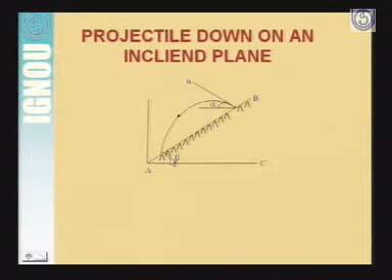Here you see that beta is the angle between the inclined plane and the horizontal direction, and alpha is the angle between the horizontal direction and the direction of the initial velocity. For the projectile down an inclined plane, with little thought we can get the expressions only by substituting beta as minus beta in all the expressions we have discussed so far for the projectile up an inclined plane.